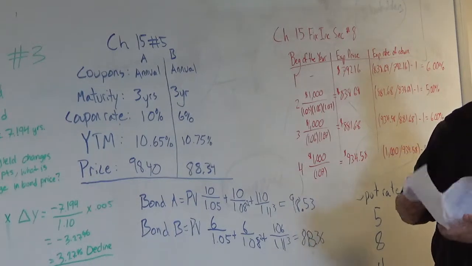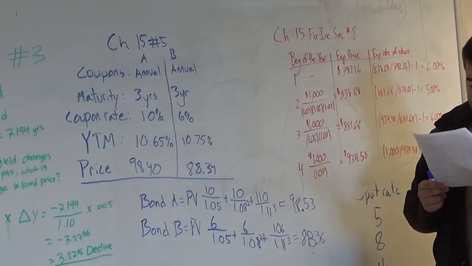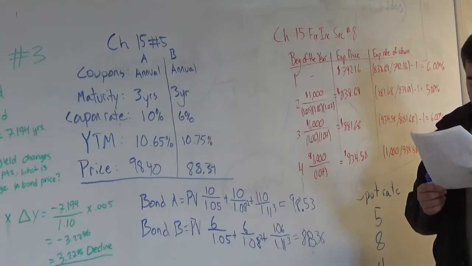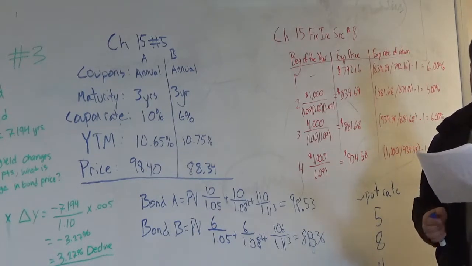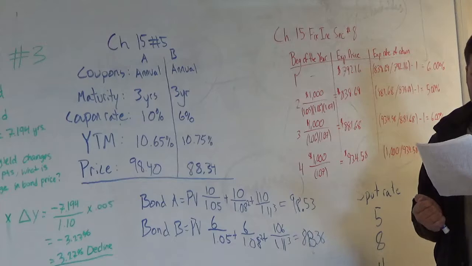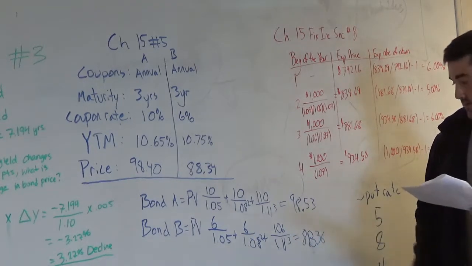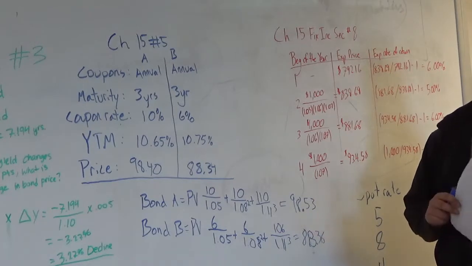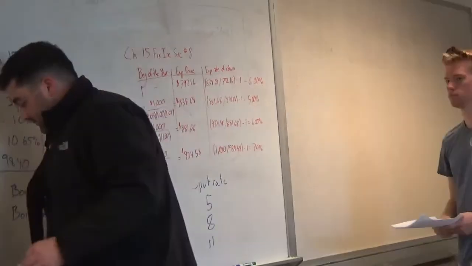So bond A sells for 13 cents less than the present value of its payments. Bond B sells for 0.02 less than the present value of its payments. Bond A is priced more attractively. Okay, got it.